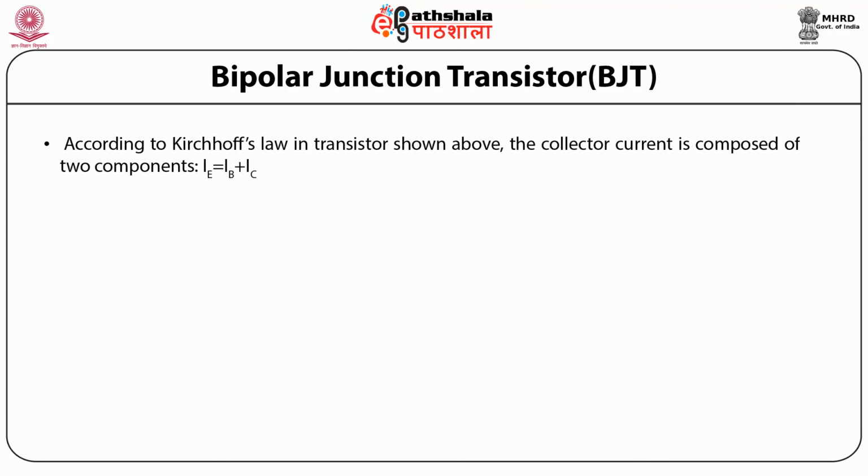So students, according to Kirchhoff's law, IE equals IB plus IC. And IC is also composed of two components: IC majority, of the order of milliamperes, plus IC minority, of the order of microamperes.